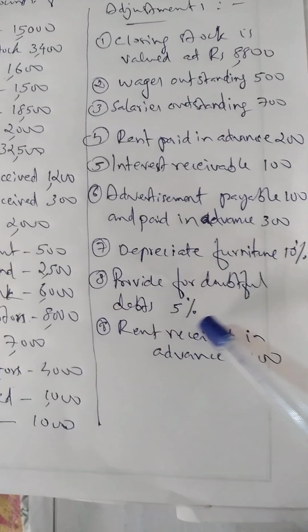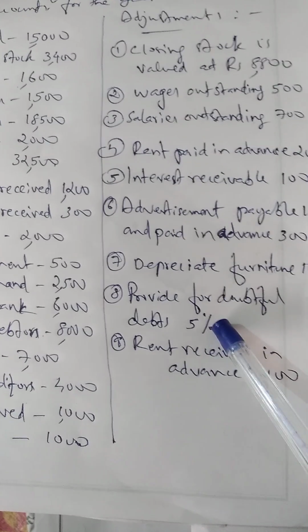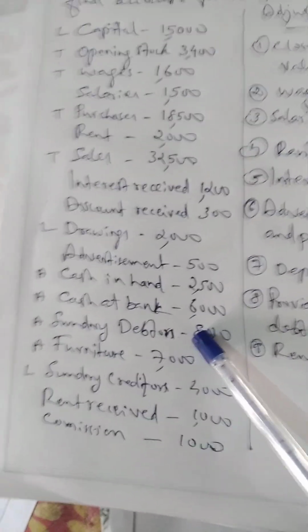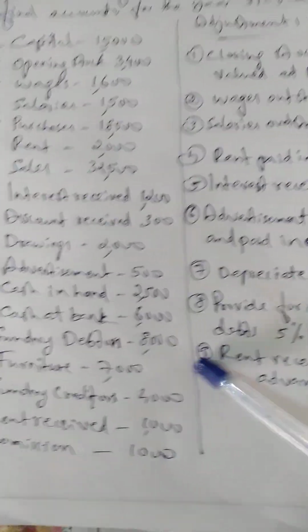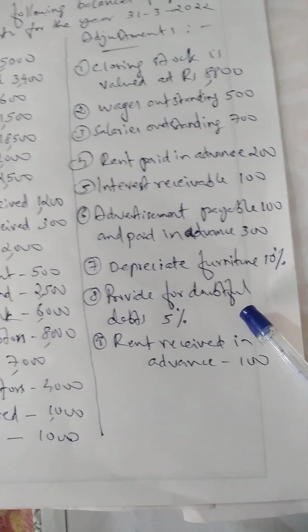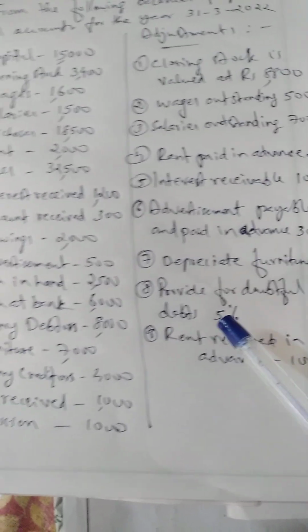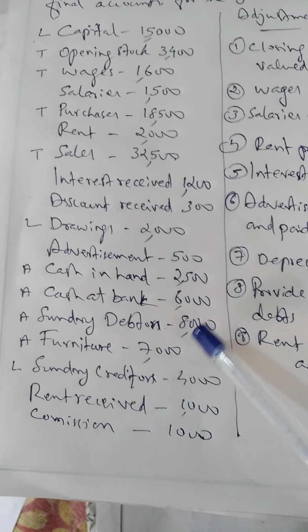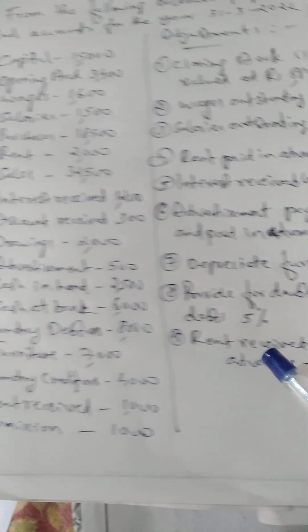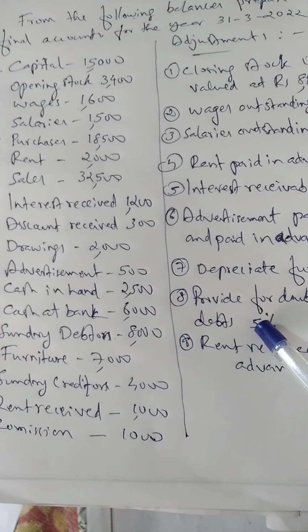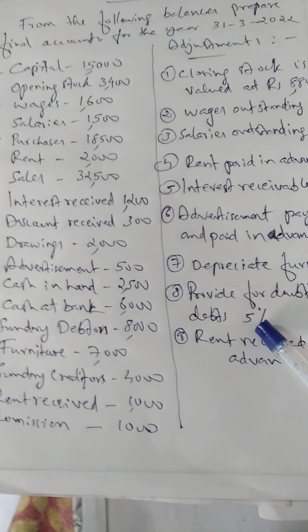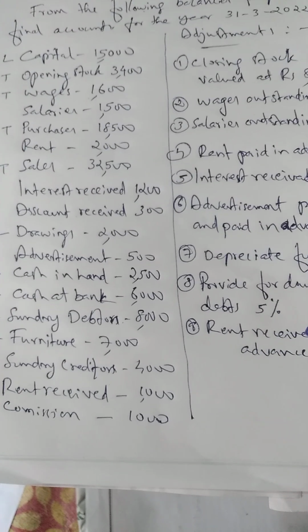Here, the business keeps a practice of providing 5% of their debtors as doubtful. Doubtful means it is suspect to realize. So we have to find this amount. Always calculate this amount on the sundry debtors. 8,000 into 5 by 100 means 400, isn't it? So 400 becomes doubtful debt.